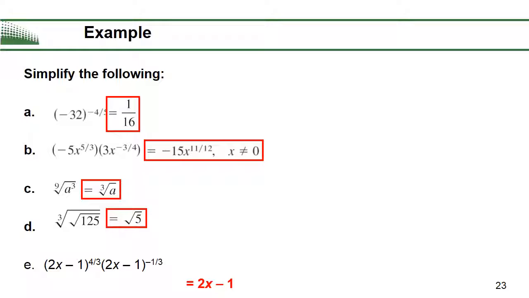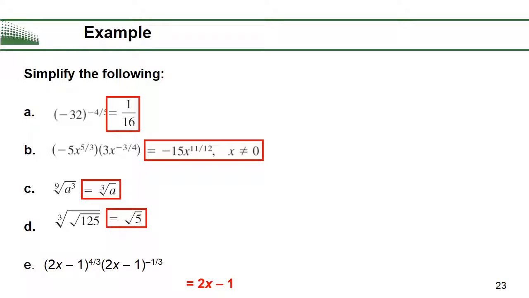D is a little bit of a trick. A couple ways we can do this. One is you could take the cube root of 125, which is 5, and then your answer is going to be the square root of 5. Another way, you can multiply the two roots. The cube root and the square root gives you the 6th root. 3 times 2 is 6. You can also realize that 125 is 5 to the 3rd. So you have the 6th root of 5 to the 3rd. Well, that's 5 to the 3/6 power, reduces to 1/2, and you have the square root of 5.